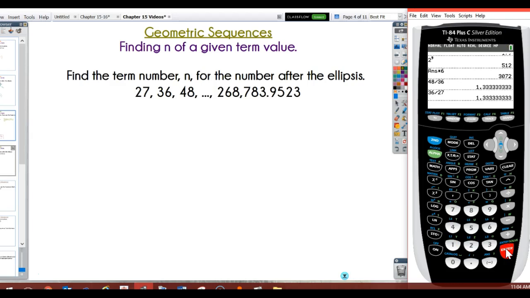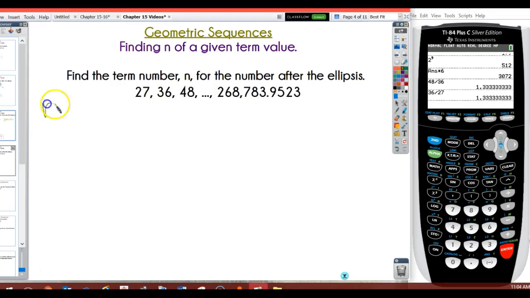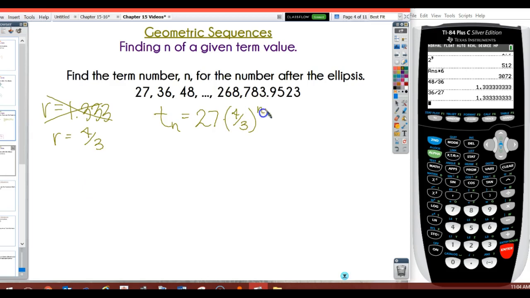Again, I get 1.333. Now, I don't want you to write your common ratio as 1.33 because then you're chopping off a lot of that decimal. Instead, we could write that as 4/3. That way our common ratio is perfect. And so for our general formula for T sub n, we're starting with 27, multiplying by 4/3, and that would be to the power of n minus 1.